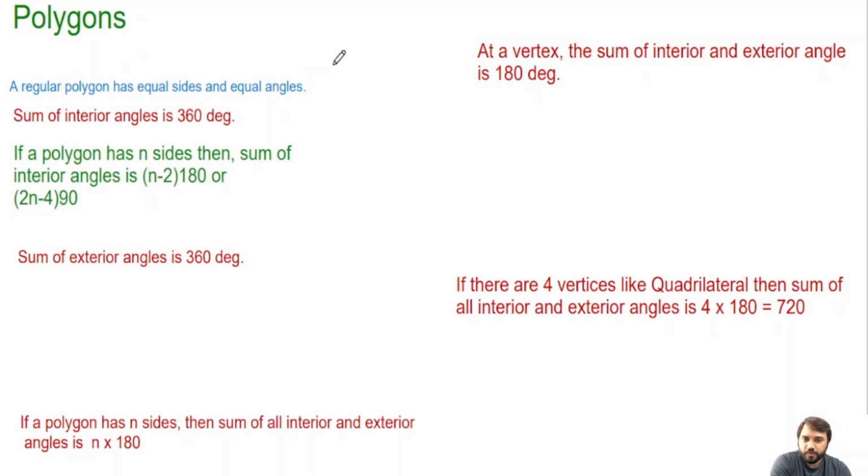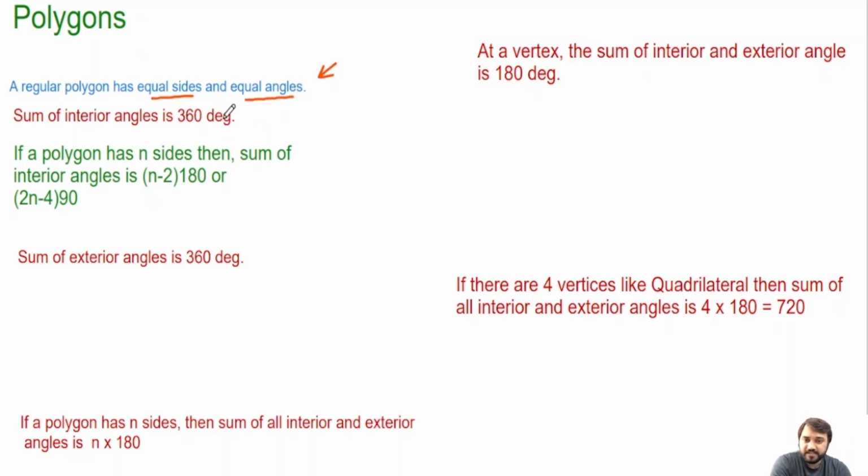This point is very important. It says a regular polygon has equal sides and equal angles. Of course, we have the irregular polygons in which there are no equal sides and equal angles. So here in IGCSE, we are talking about a regular polygon. One must keep in mind that a regular polygon has equal sides and equal angles.